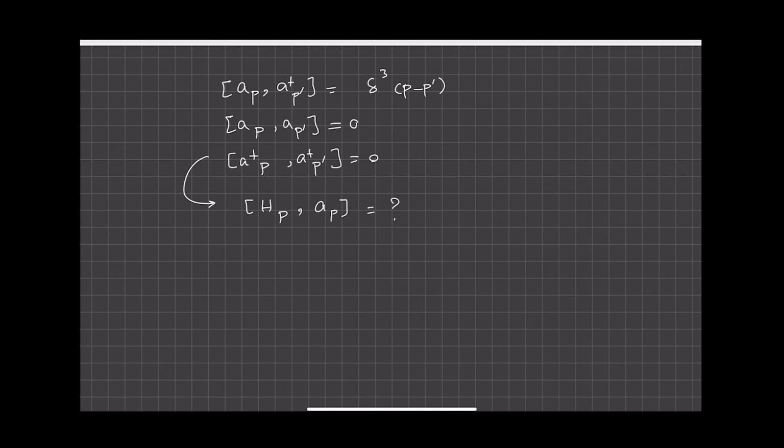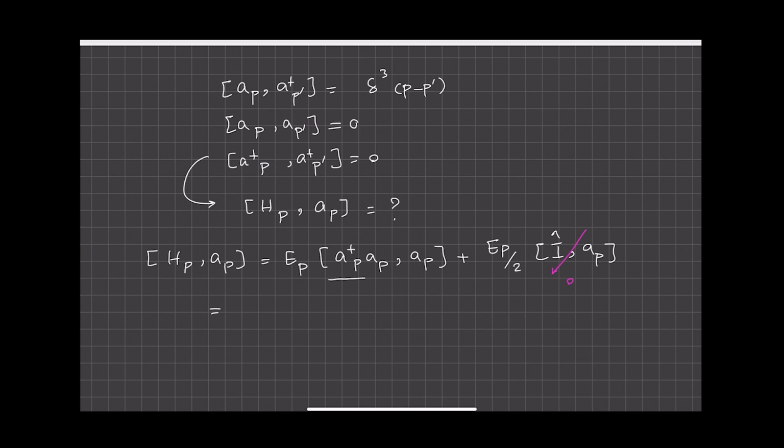So when I'm trying to write down the H of P and A of P commutation relationship, I need to calculate the following commutation relationship: the energy factor, A dagger of P, A of P, with A of P, plus E of P over 2 times the identity and A of P. And the second term is 0. So good for us, we only have to deal with the first term.